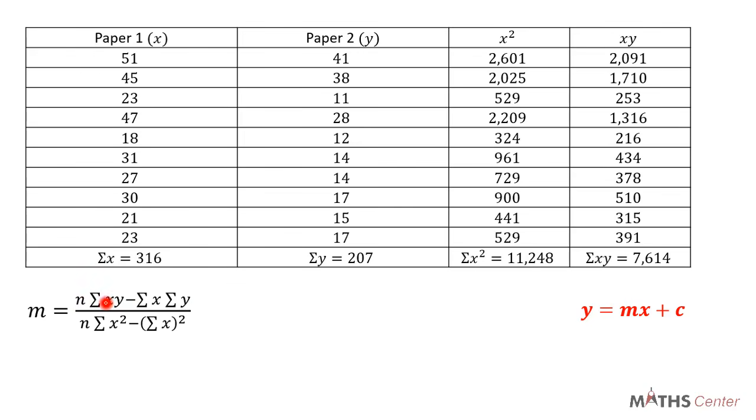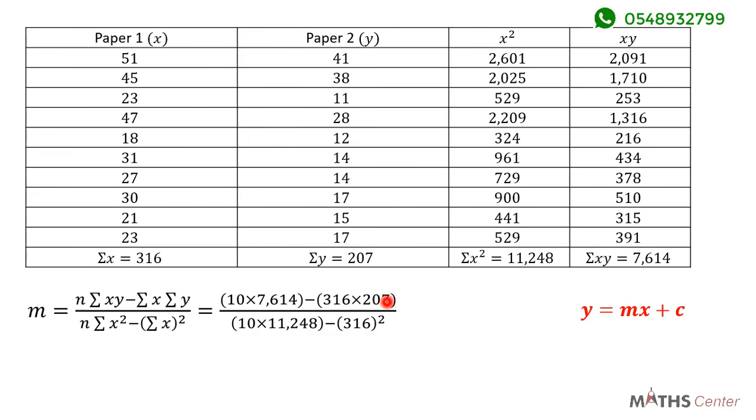We have the value of sigma xy, sigma y, sigma x squared. So we will substitute everything here. This gives us n, which is 10, times sigma xy from the table. Sigma xy is 7614. So 10 times 7614. Then minus, we have sigma x times sigma y. Sigma x is 316. Sigma y is 207. So we have 316 times 207.